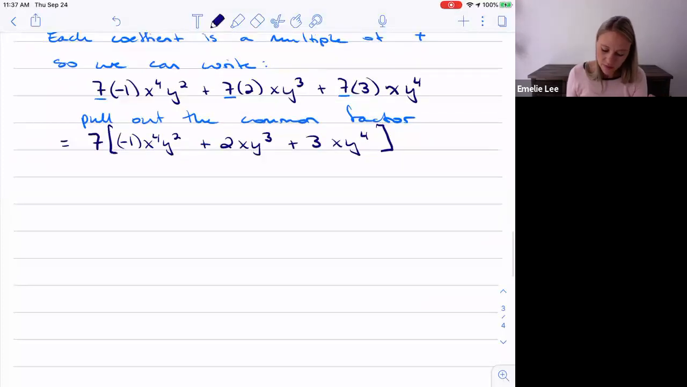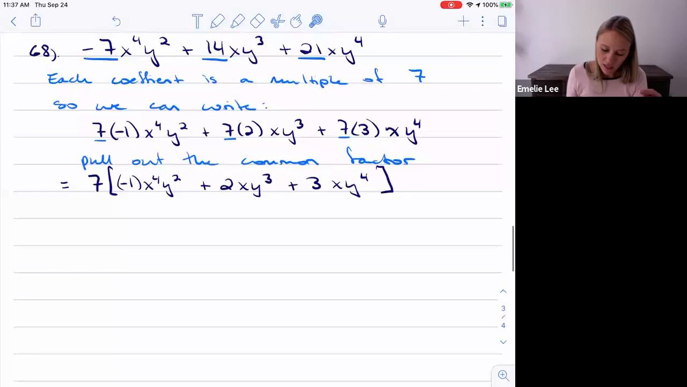So now I'm going to do the same thing with the x's, right? The lowest power of x is just x. I've got x to the fourth, x.